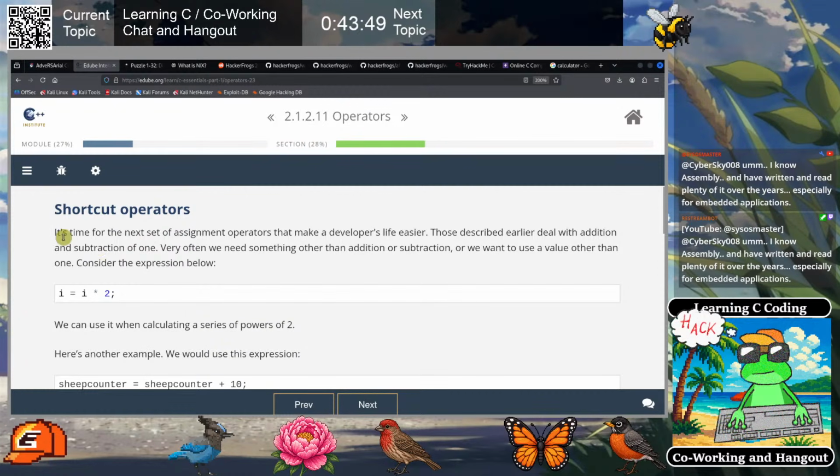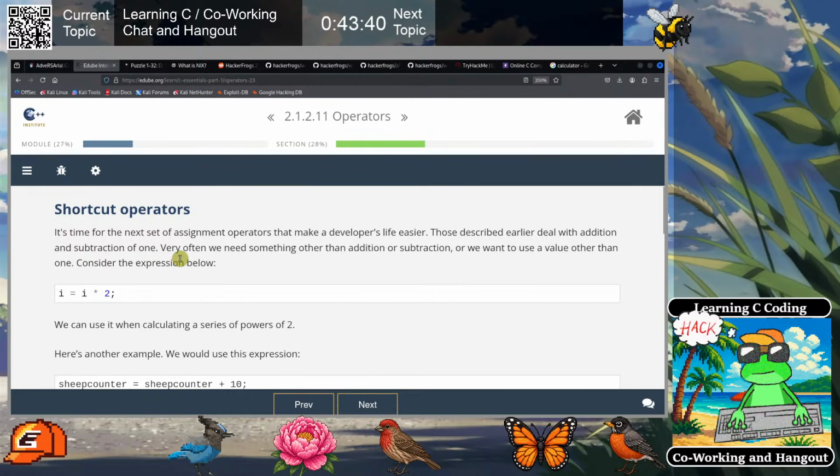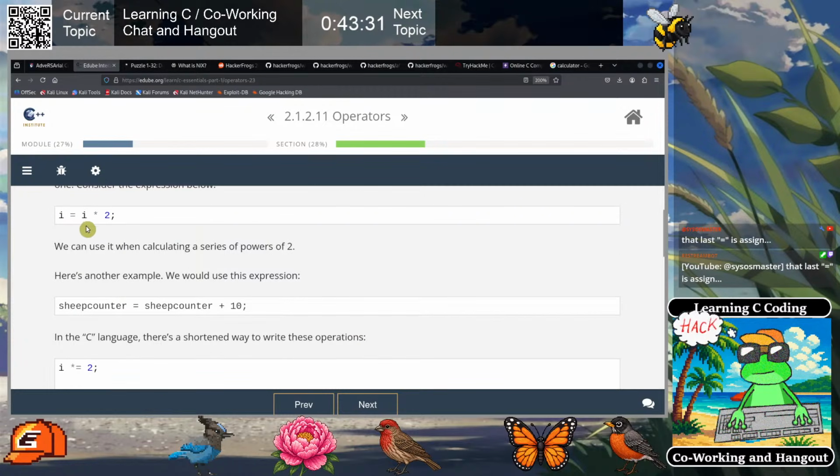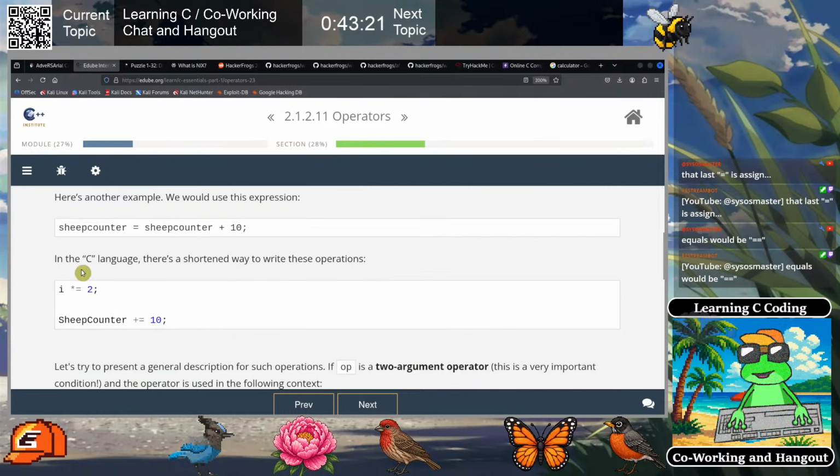Shortcut operators. So it's time for the next set of assignment operators to make a developer's life easier. Those described earlier deal with addition and subtraction of 1. Very often we need something other than addition or subtraction, or we want to use a value other than 1. Consider the expression below: i equals i times 2. We can use it when calculating a series of powers of 2. Here's another example: sheep counter equals sheep counter plus 10. In the C language, there's a shortened way to write these operations.